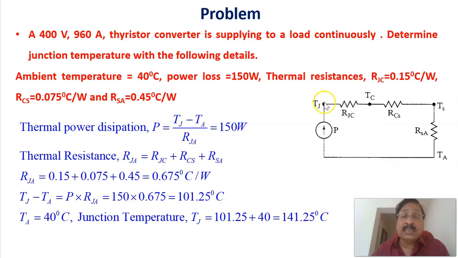That is the difference between the junction temperature and the ambient temperature, which is equal to 101.25 degree centigrade. Ta is already given as 40 degree centigrade. Therefore, from this you can calculate the junction temperature Tj equal to 101.25 plus 40, which is equal to 141.25 degree centigrade.